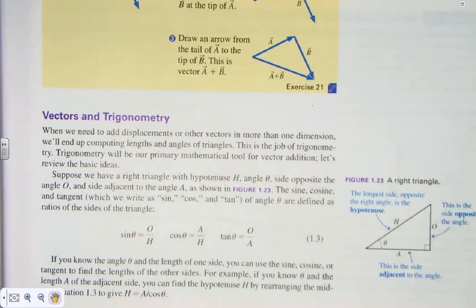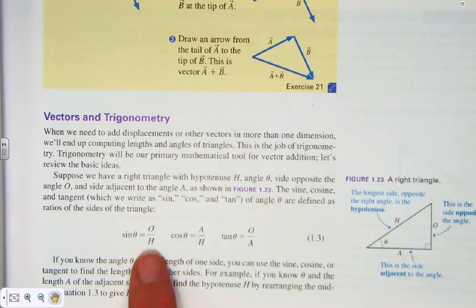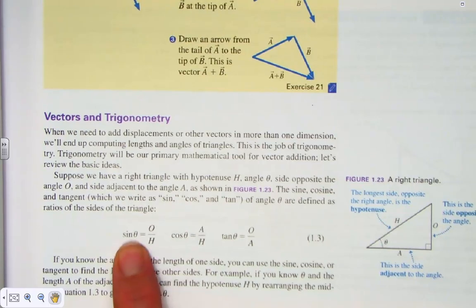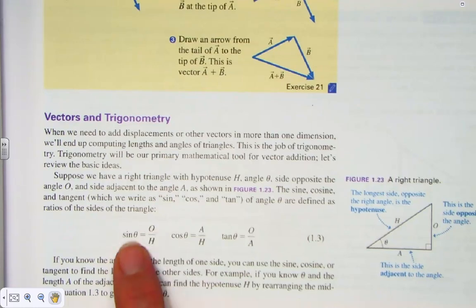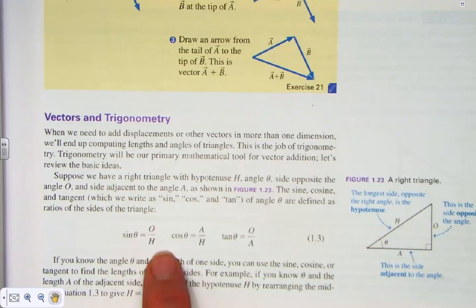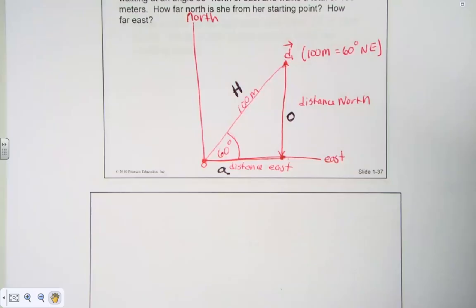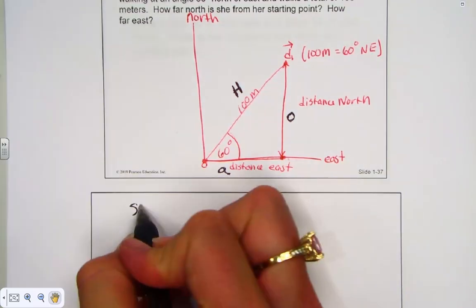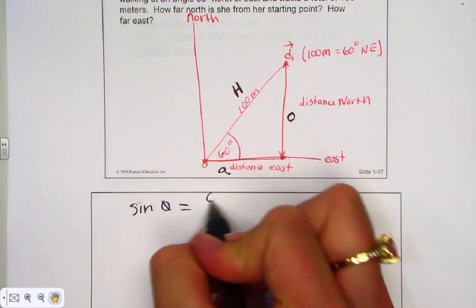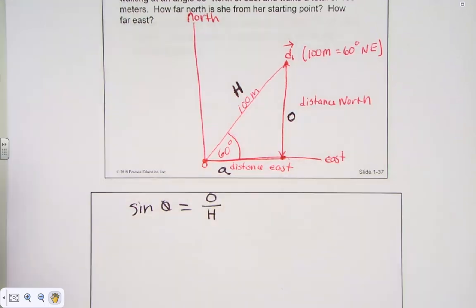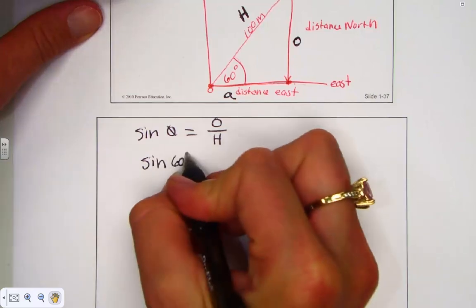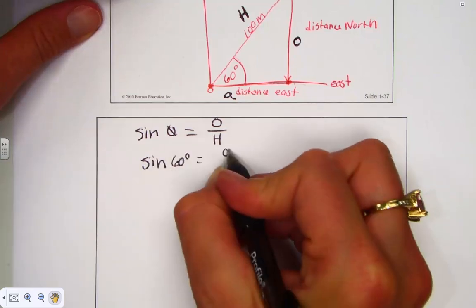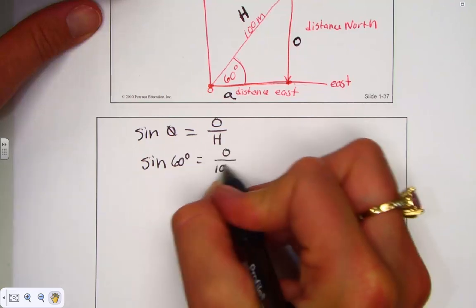I'm just reminding us where we're putting this. If I know the hypotenuse, I know the angle, and I'd like to know side O, I gave it away. We use this formula, sine theta equals opposite over hypotenuse. The sine of 60 degrees is equal to our target, opposite over hypotenuse.